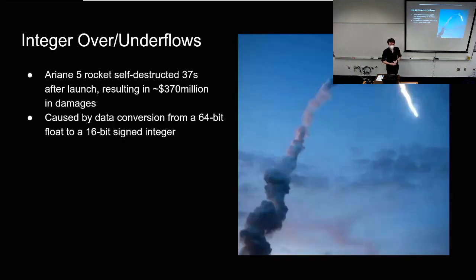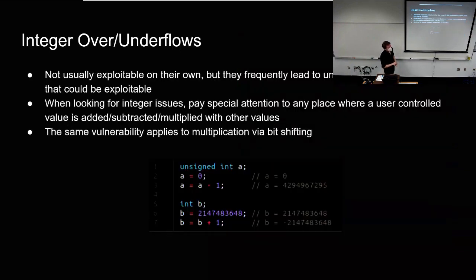One example, probably the most notorious one, is the Ariane 5 rocket, which self-destructed 37 seconds after launch due to an integer overflow, which, yeah, it caused some damage. Wasn't an expensive mistake. Let's look at an example. So yeah, they can't usually be exploited on their own. They need some extra conditions, but they can often lead to exploits, which we're going to look at one later if we have time. A Linux kernel exploit that was found this January, so last month.